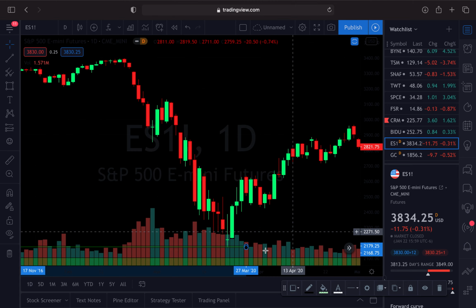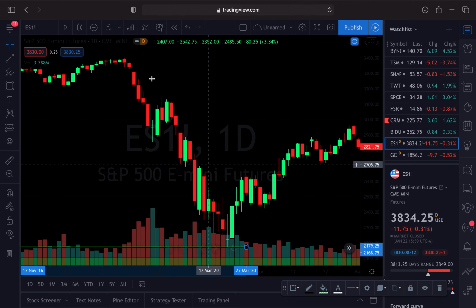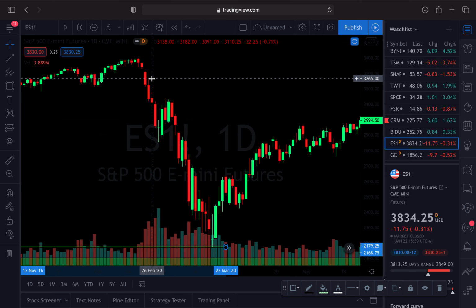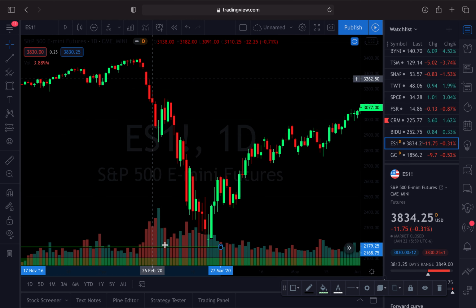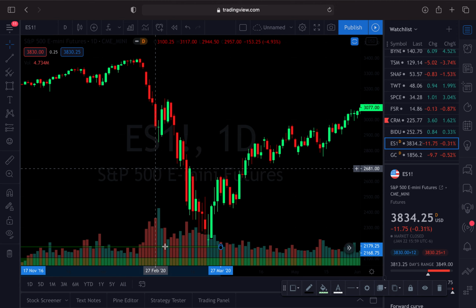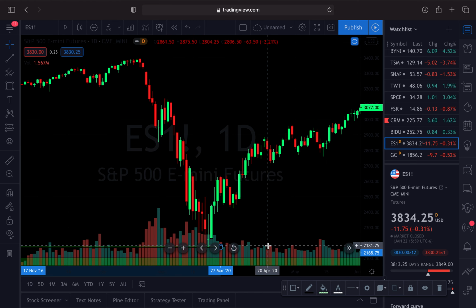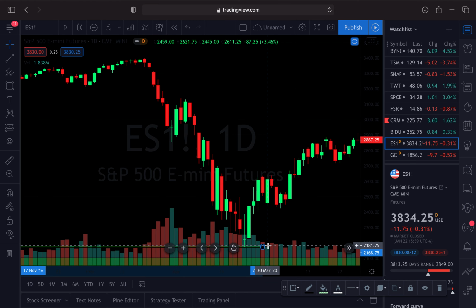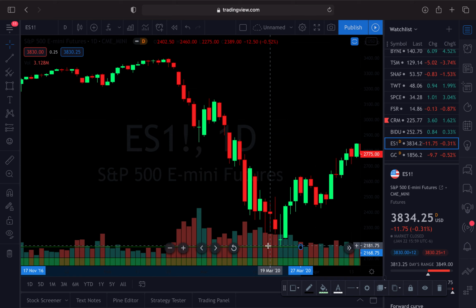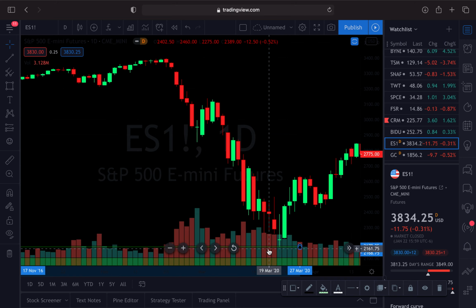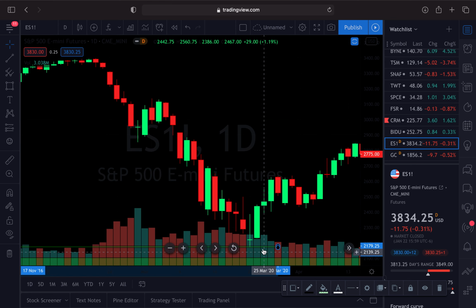Yep. So look at this zone. This is the COVID crash, right? Let me zoom out a bit. You see this green box down here? From 2179 to 2168, that's the zone. That is a daily zone, so it's strong. The entire market bounced off of it, to the cent. It's literally to the cent of the bottom of the zone.